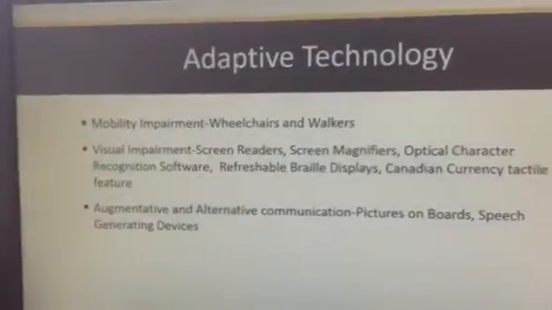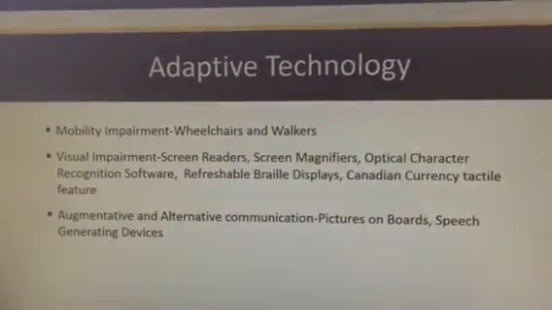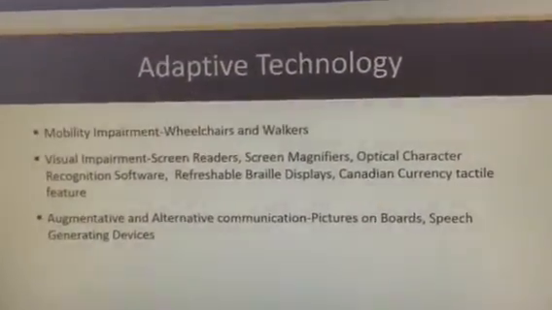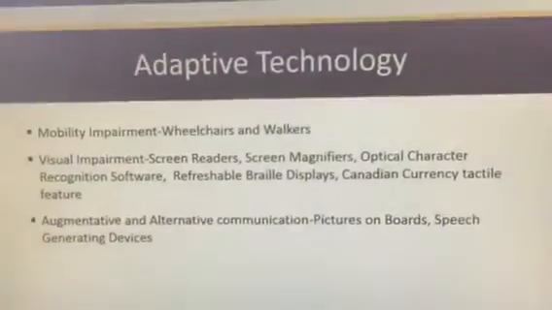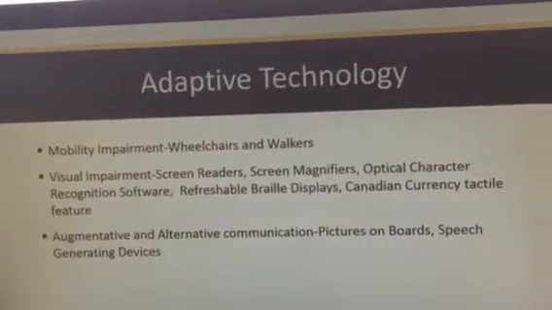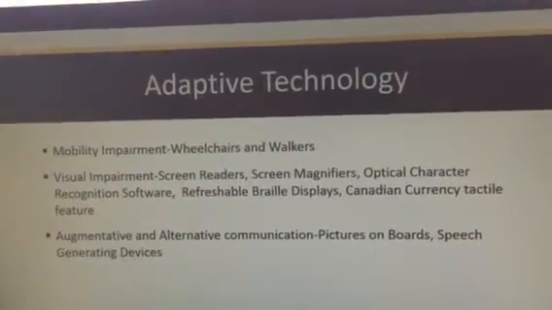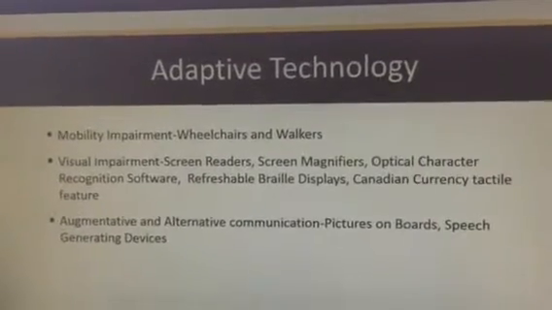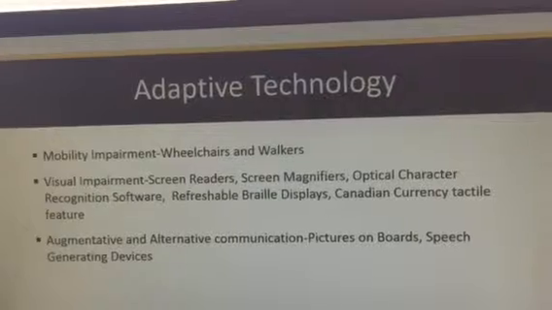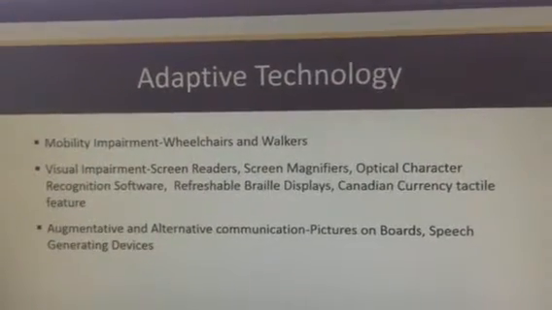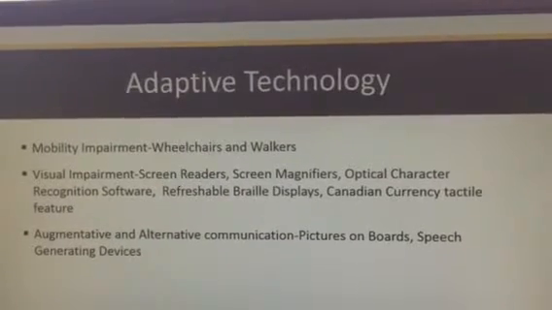These are for students who have mobility impairment, such as wheelchairs and walkers. Well, we know that these are for disabled people who need additional assistance just to maintain balance or stability while walking, or who are unable to walk, who are unable to sit for a long time. So that's what walkers and wheelchairs are for.